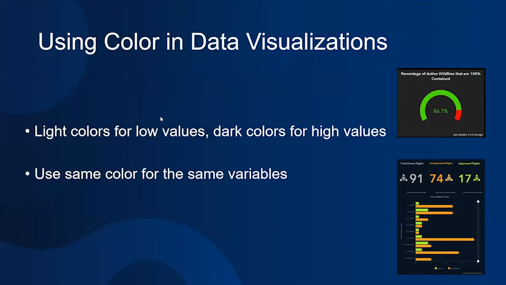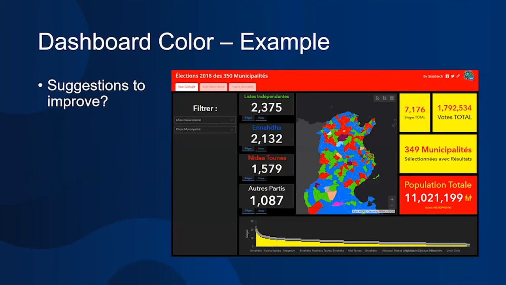So these are examples of some widgets here: series chart, indicators, etc. Light colors for low values and dark colors for high values. As I said, we use the same color for the same variables, not only between the map and widgets, but even between the widgets themselves. So we have some examples here for the colors.